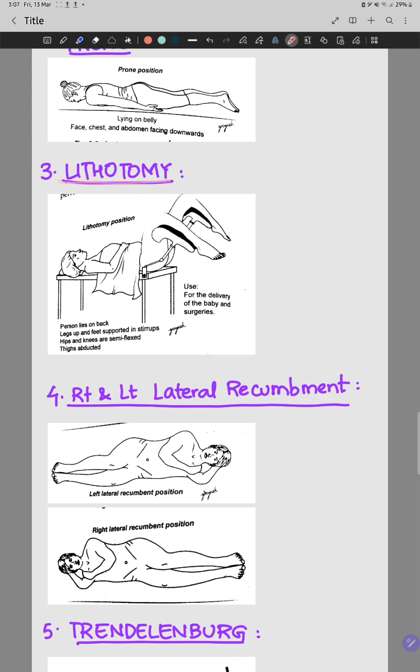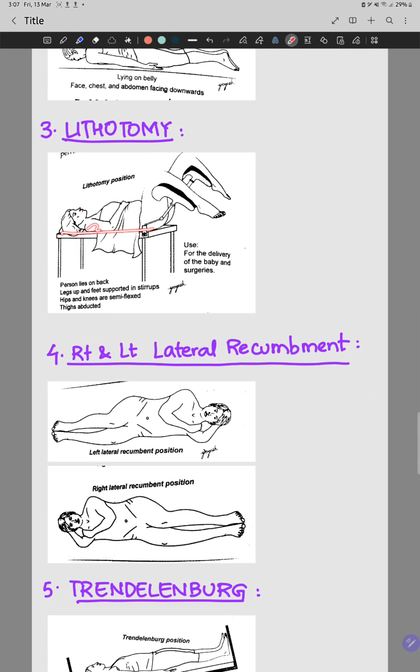Next, lithotomy position. In the lithotomy position the person lies on the back, same as the supine position. The person lies on the back, legs and feet supported on the stirrups. Here the legs and the feet are supported on these stirrups, and hips and knees are semi-flexed. Here the hip is semi-flexed and the knee is also semi-flexed, and the thighs are abducted. Remember this one. The main use of the lithotomy position, where you will find it when you go to your surgery or obs and gynec postings, is in delivery of the baby and surgeries. You will find the lithotomy position there.